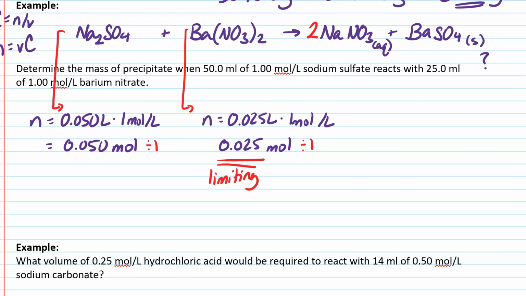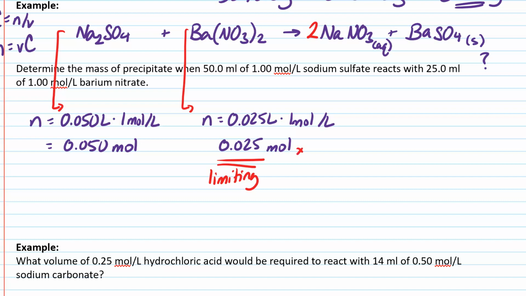Which means we're going to use the barium nitrate chemical amount, or mole information, to figure out how many moles of barium sulfate we have. Okay, so let's do that. We have 0.025 moles of barium nitrate.